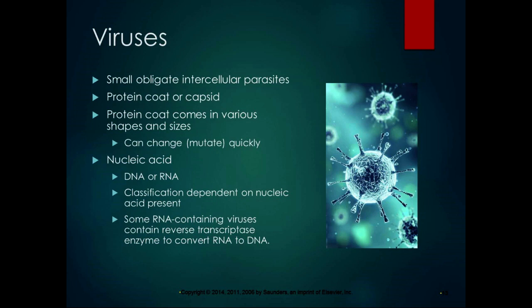That's one of the reasons why you can catch a cold and give it to somebody else and it's different. So for their nucleic acid, bacteria always have DNA. Viruses can have DNA or RNA. And their classification depends on which nucleic acid is present in the virus. If they have RNA, they need something called reverse transcriptase in order to convert the RNA to DNA and use our cellular mechanisms to reproduce themselves.